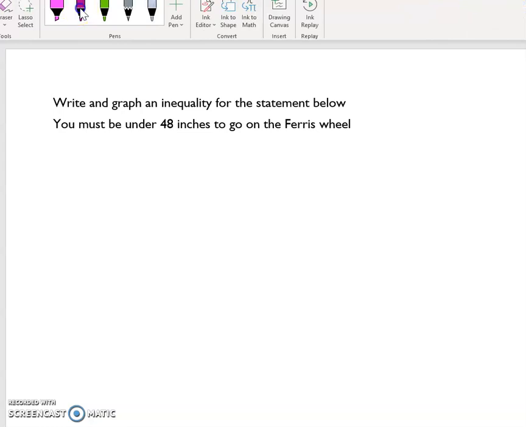If you need to be under 48 inches to go on the Ferris wheel, that means your height needs to be less than 48 inches. When you're writing an inequality, you also want to think about, can it equal this amount? And if you need to be under it, then no, we cannot be equal to that. So the inequality here is x is less than 48.